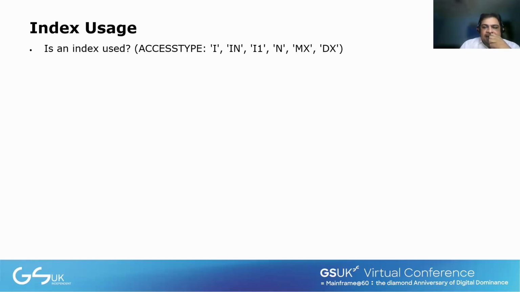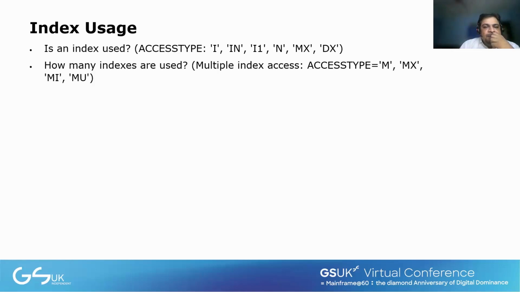M means you have multiple index access processing, which has happened. MX means there are multiple indexes, and then later some union or intersection has happened. If you have MU, then it is a union. MI means intersection, and MX means in general it has used multiple indexes. There are different meanings of all these values in the column.